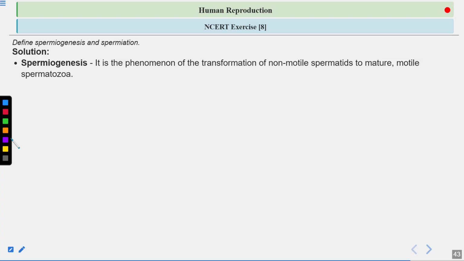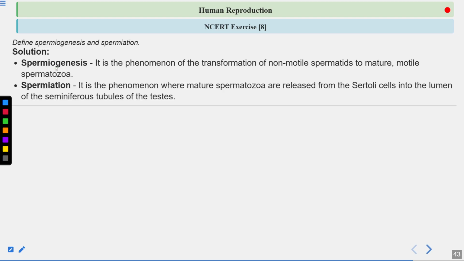So let's have a look at the answer now. Spermiogenesis. What is spermiogenesis? It is the phenomenon of the transformation of non-motile spermatids into mature and motile spermatozoa. This is spermiogenesis. So follicle stimulating hormone triggers the Sertoli cells to release some factors that promote spermiogenesis. The next one is spermiation.